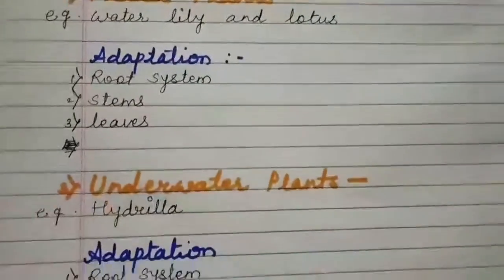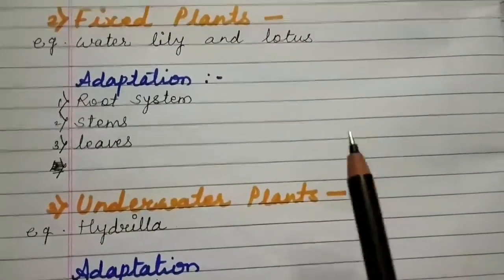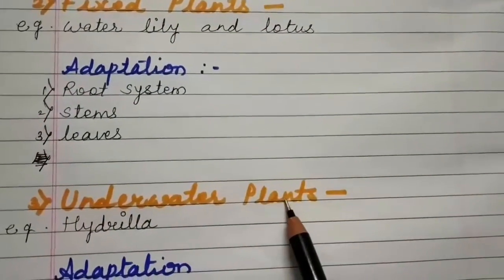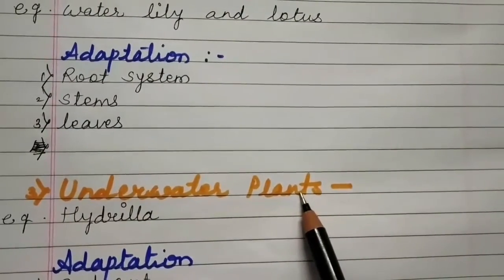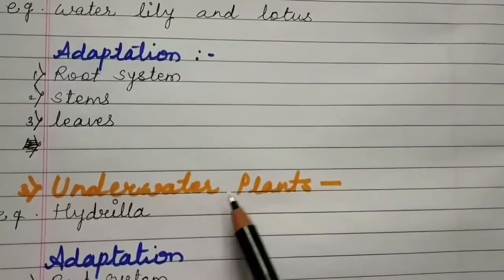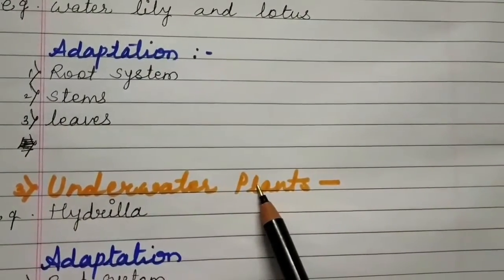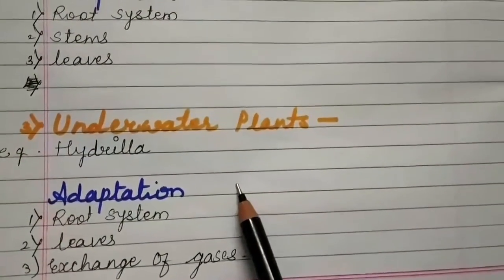Third is underwater plants. So underwater plants means plants that grow completely under the water are called underwater plants. For example, hydrilla. Underwater plants are also called submerged plants. So now we will see the adaptation in underwater plants.